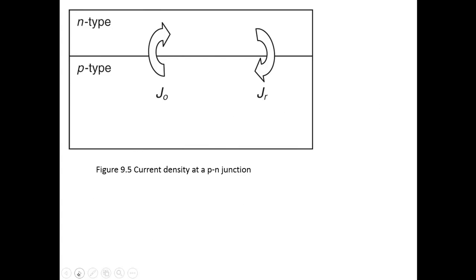So figure 9.5 shows the current density at a p-n junction. Here we have the current density, which is basically the current per area, and J sub r would be the current going from the n-type to the p-type semiconductor, and J sub 0 would be going from the p-type to the n-type.